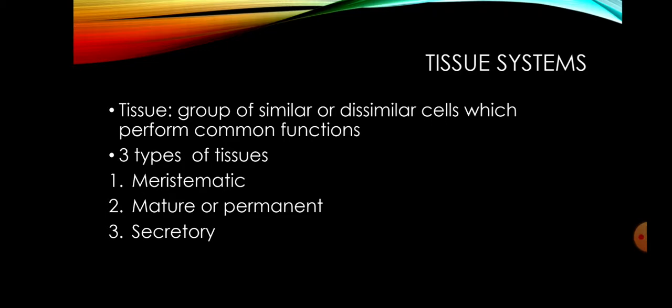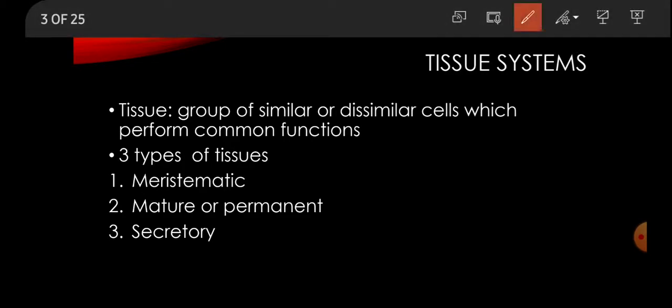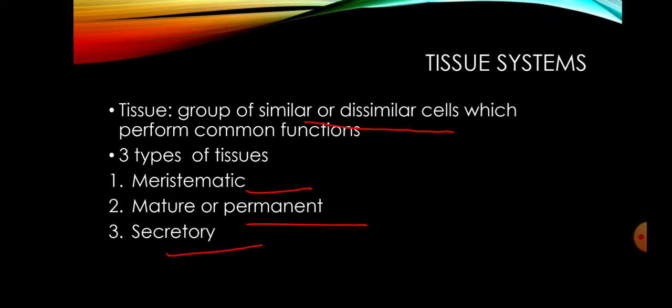Everybody is aware of what tissue is. Tissue is a group of similar or dissimilar cells which are assigned a particular function to perform. Now in plants there are three types of tissues. First is meristematic tissue, second is mature or permanent tissue, and the third one is secretory tissue.